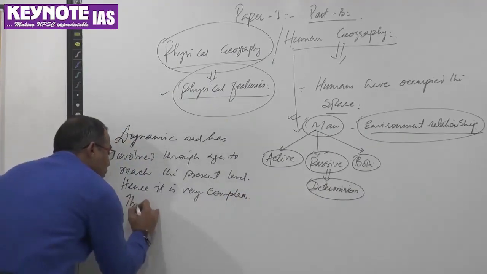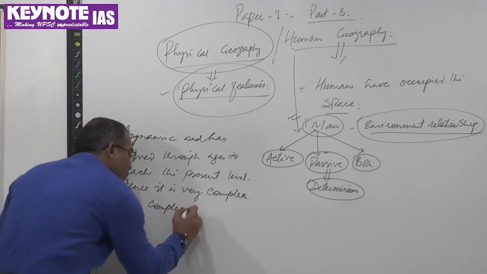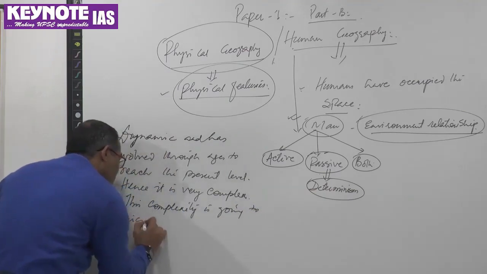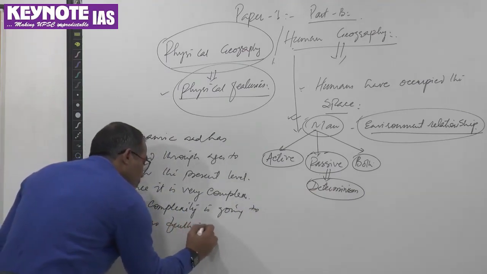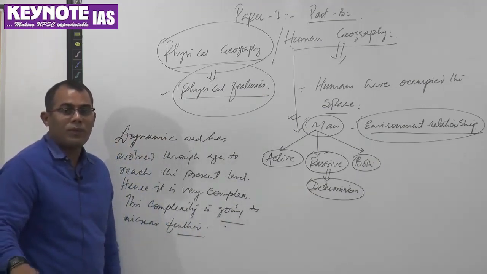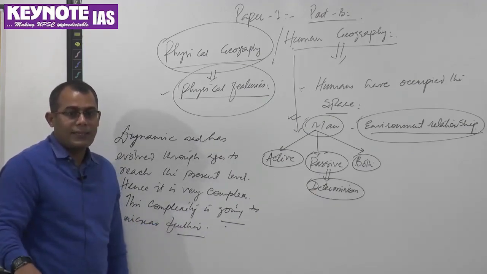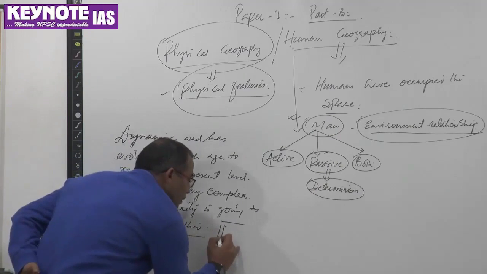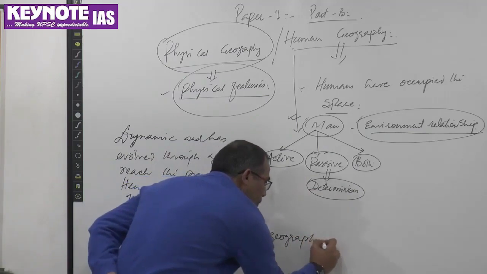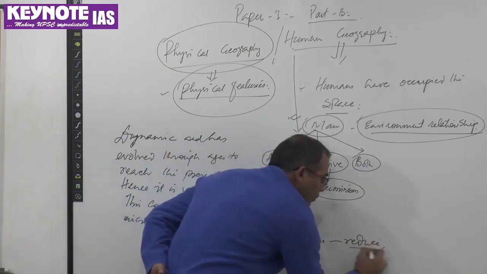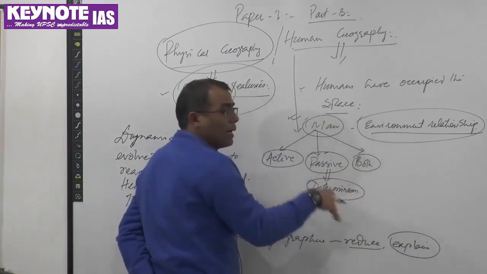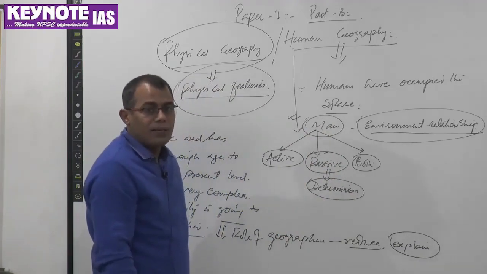This complexity is going to increase further. So what is the role of the geographers? To reduce that. Right? So the basic role of a geographer here is to reduce, explain through interrelationship and intrarelationship of various elements.